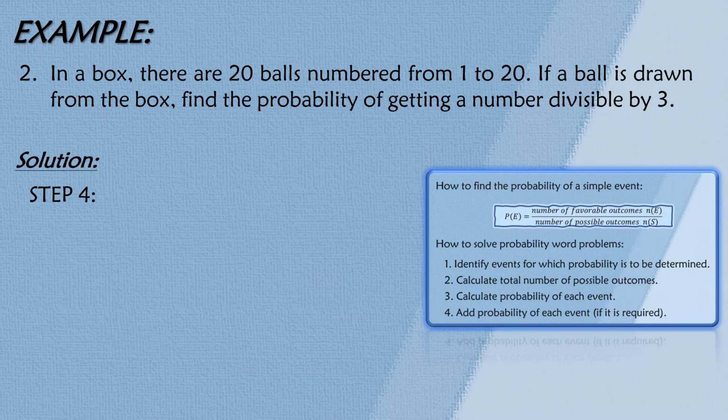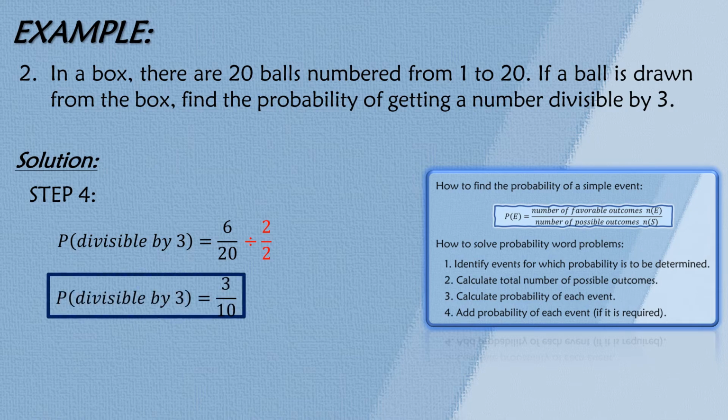Okay, so for step 4, add probability of each event if it is required. Since ang hinahanap lang natin ay isang ball, which is divisible sa 3, so gamitin natin yung nakuha natin kanina, 6 over 20, and then get the lowest term. Ang common factor nila ng 6 at 20 is 2. Since kaya silang i-divide sa 2, so therefore, the probability of getting a ball divisible by 3 is 3 over 10 because 6 divided by 2 is 3 and 20 divided by 2 is 10.